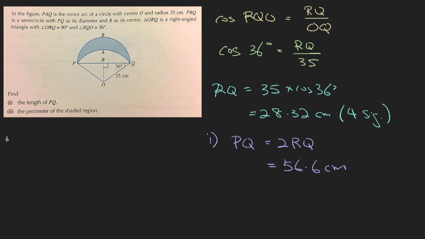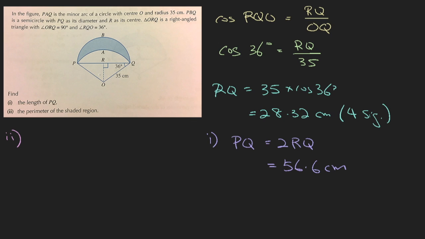Alright, for part 2, find the perimeter of the shaded region. So you need to find PBQ plus PAQ. Well, you can find PBQ easily because PBQ is a circle with PQ its diameter. So you can easily use the formula of a circle to find the outer arc. So now let's try to find PAQ, the smaller arc.